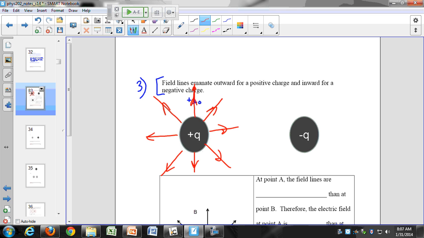For a negative charge, these are two separate situations here. For a negative charge, if I have a positive test charge here, it's going to feel a force in that direction, and so the field line will go inward. So they always originate at a positive charge, and they go into a negative charge.